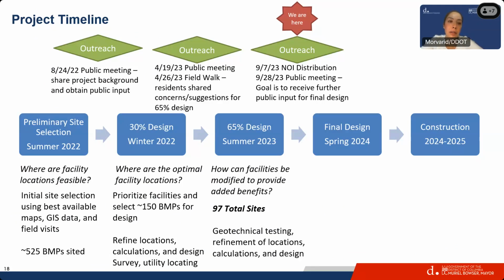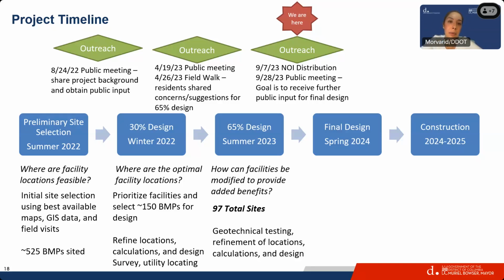Then we moved forward to 30% design. We justified and modified our design based on the feedback that we received from the community at the last meeting. We also got more information from utilities and survey. So we narrowed down the number of our facilities from 525 to 150 BMPs.